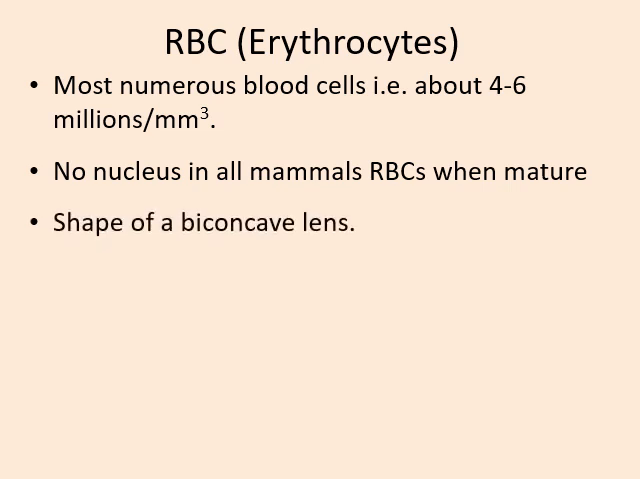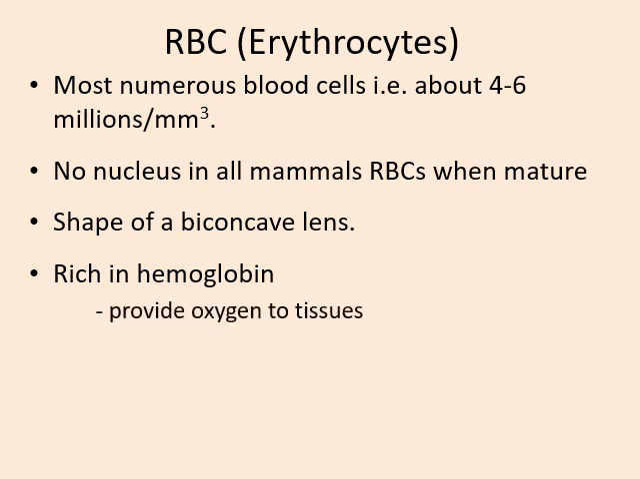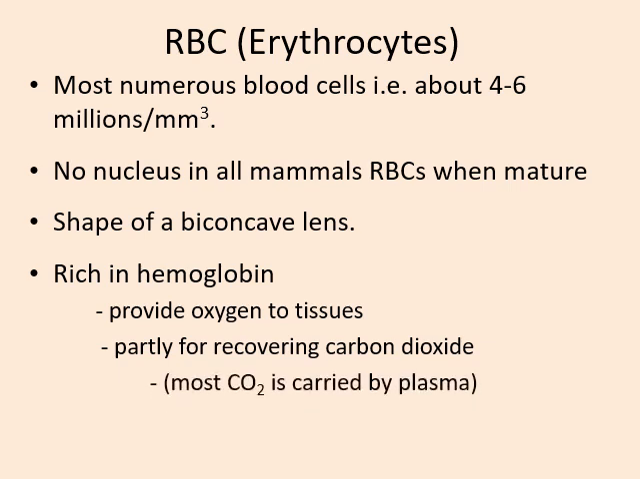They have the shape of a biconcave lens. I always say it looks like a tubing tube, like for on the water. They're rich in hemoglobin, another protein that's really important. It's got iron in it, and it's really important for carrying the oxygen around. So the hemoglobin makes sure it delivers the oxygen to the tissues. The hemoglobin also helps a little bit to carry carbon dioxide back to the lungs through the blood system, right? It's not the number one way, but it does carry a little bit of carbon dioxide, because most of the carbon dioxide is carried by the plasma.